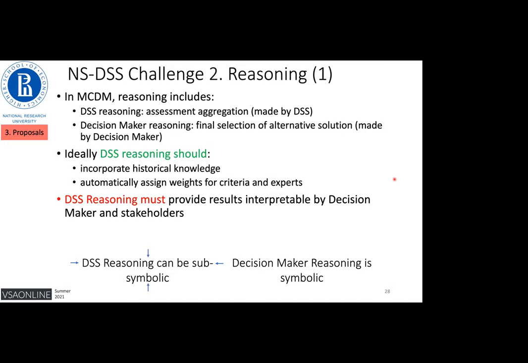The second thing here is that we need to express reasoning. And here is another thing that is quite specific to decision support systems. In the MCDM, we have two types of reasoning. The first one is DSS reasoning, which is assessment aggregation. In other words, aggregating all the assessments that were given by experts in order to understand which alternative is the best one. The second one is the decision maker reasoning. It is the decision maker who makes the final selection. That's why the decision maker reasoning cannot be subsymbolic. It is always symbolic, while DSS reasoning can be subsymbolic.